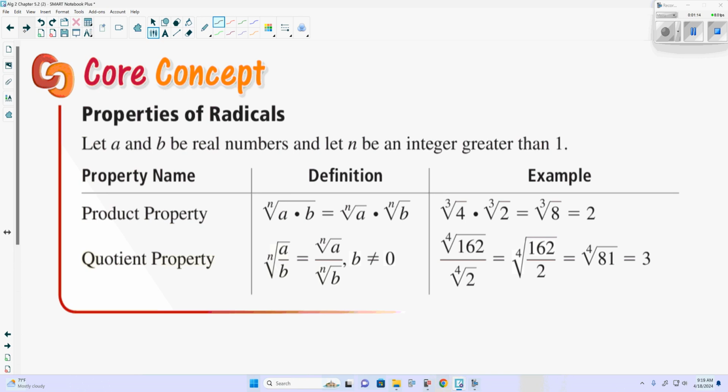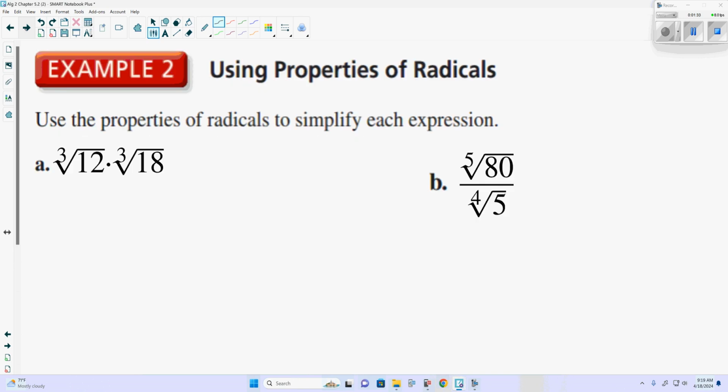Same with division. The 4th root of 126 divided by the 4th root of 2, we can rewrite as the 4th root of 126 over 2, 4th root of 81, which is 3. We can do this to simplify. We do it because we need parts that will simplify. And not everything will simplify, but most will.